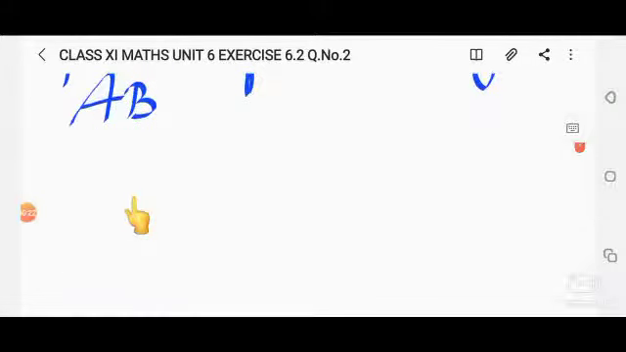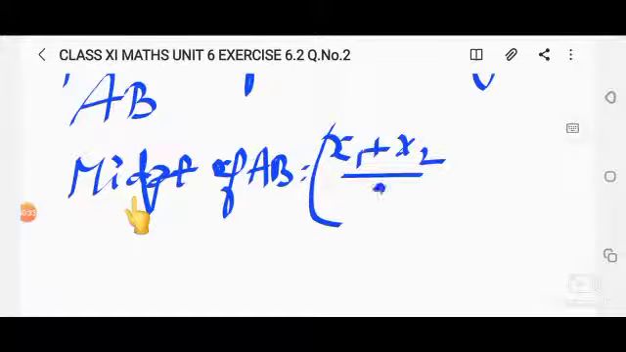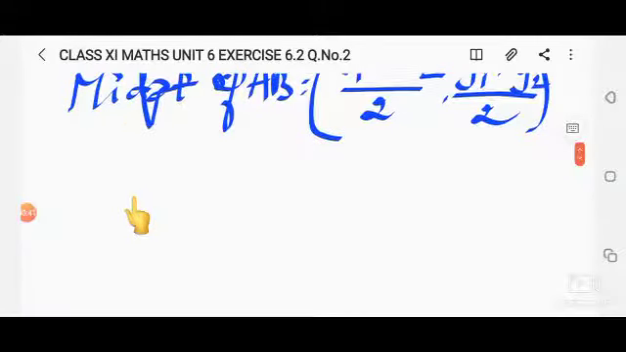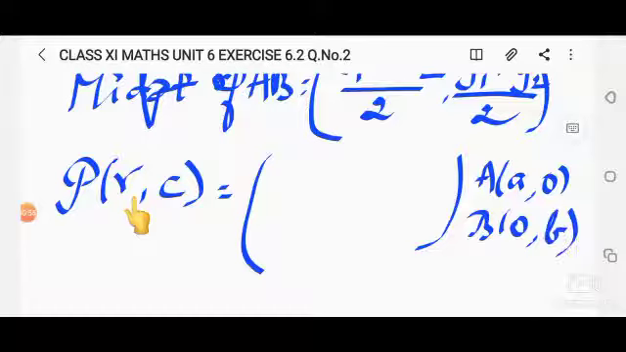And you know the formula, midpoint of AB is x1 plus x2 divided by 2, y1 plus y2 divided by 2. The midpoint of AB is already given: the coordinates of the midpoint are r comma c. And already we have assumed A as a comma 0 and B as 0 comma b. Therefore, this is x1, y1, and the coordinate of B we assume as x2, y2.